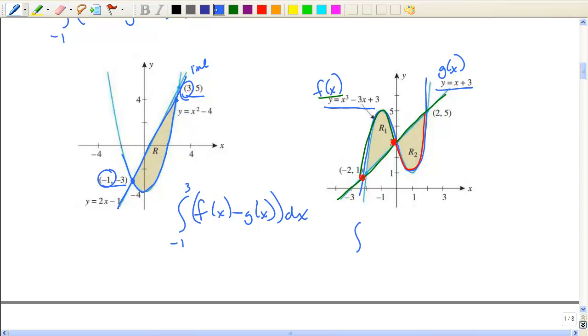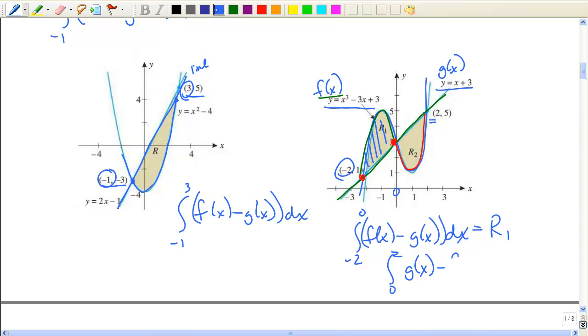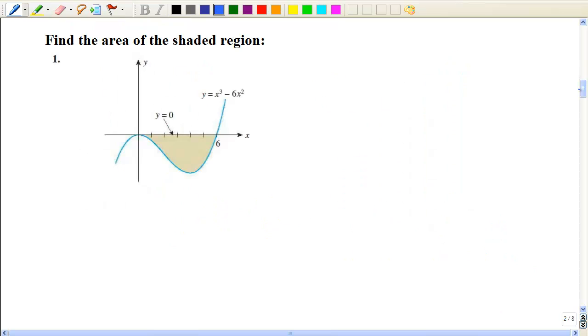So if we integrate from x is -2 to x is 0, and we take f of x minus g of x, that would give us the area for region 1. But then as we went from 0 to 2, we would have to do g of x minus f of x to give us region 2, and then to find the total area, we would add that together. So a picture really helps to let you see what function is above the other one so you know which order to subtract. So let's dive in and find the area of the shaded region.